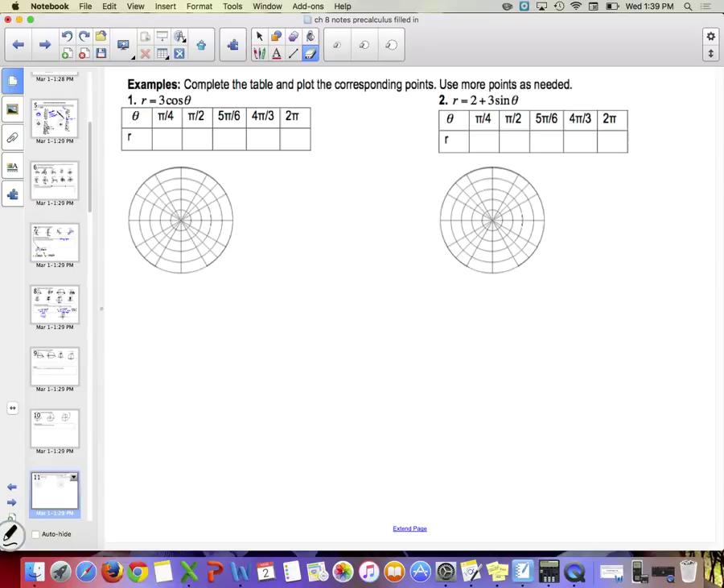All right, so let's see if you guys can do this. These are the types of things that are on your homework. It says complete the table and plot the corresponding points. Use more points as needed. Okay, so if you plug in pi over 4, cosine of pi over 4 was root 2 over 2, right?